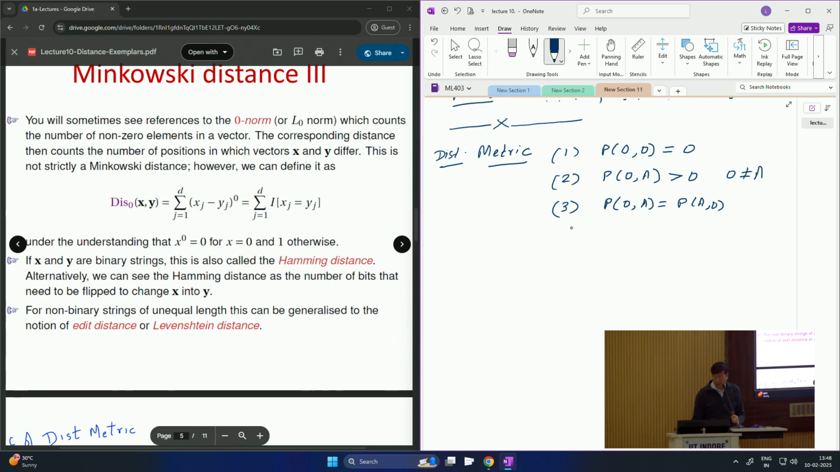Is that okay? And the fourth one is the triangle inequality. If you go directly to a point, that should be the shortest distance as compared to going to another point and then going to that point. So let's say these are my points: this is my 0, this is C, this is A. If I go from 0 to A to C, and I go directly from 0 to C, then 0 to C should be less than the sum of the other two directions. So you've got the triangle inequality.